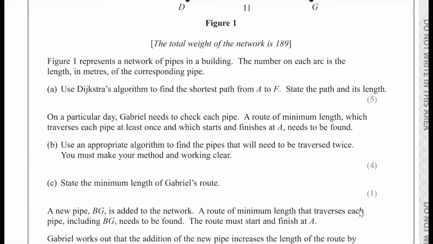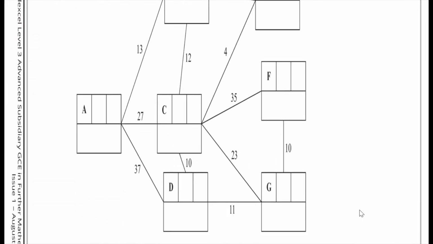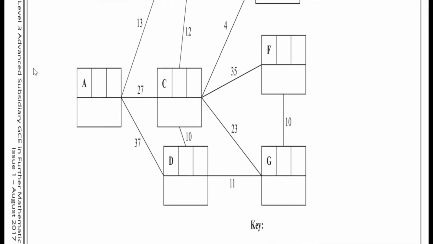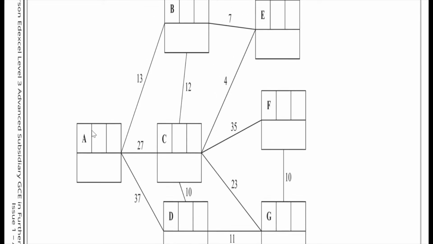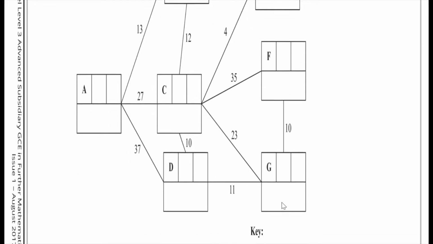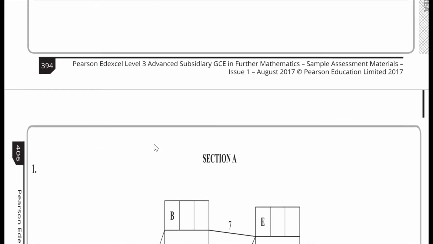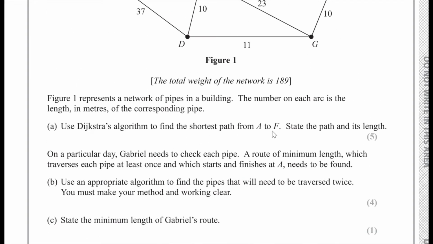Okay, so we have this figure over here. We've got the vertices, those are labelled A to G. We've got the order of labelling in the second box, and then we've got the final values, and in the bottom box we have the working value. Now, if you remember from the question, we want to start at A and finish at F.